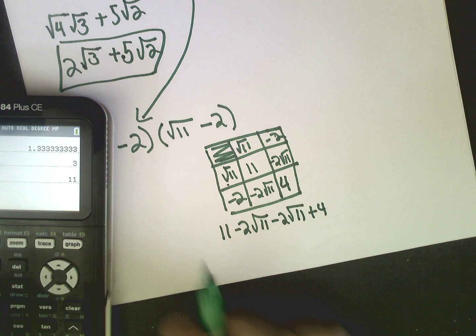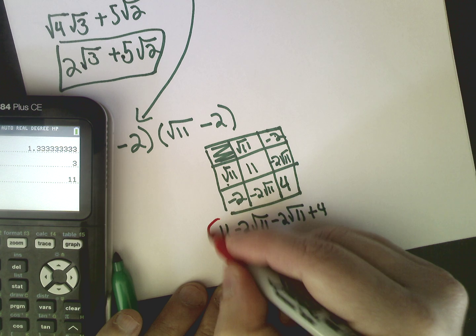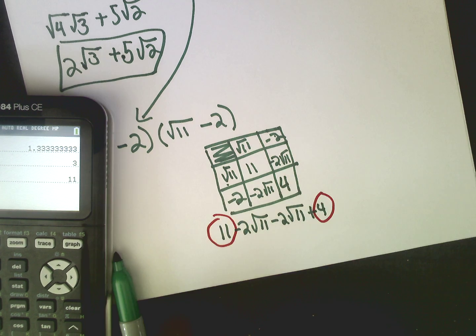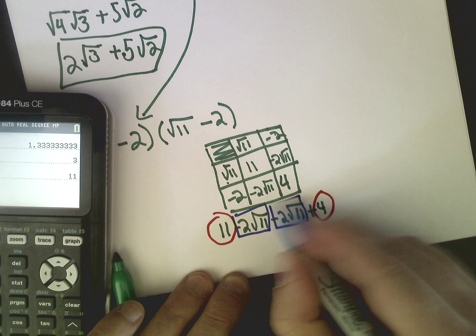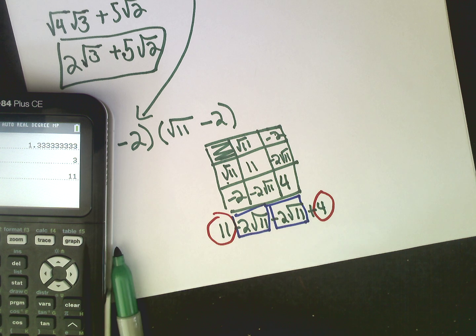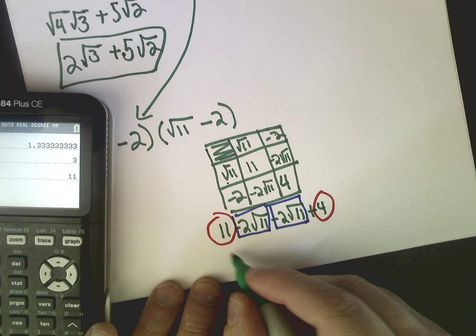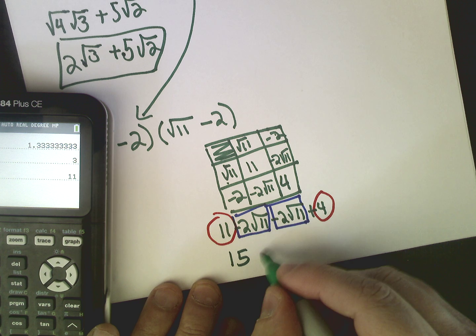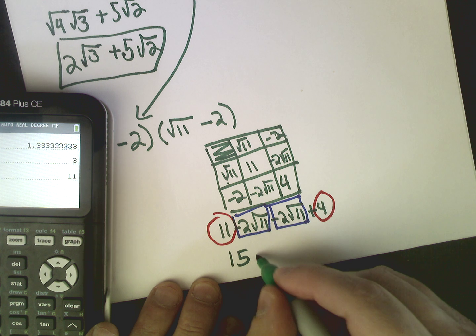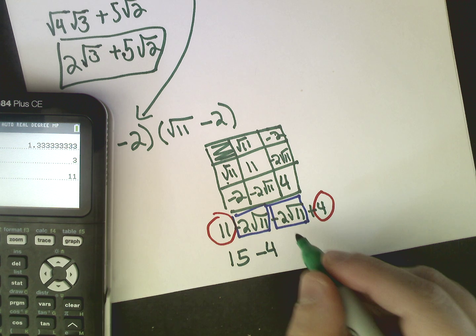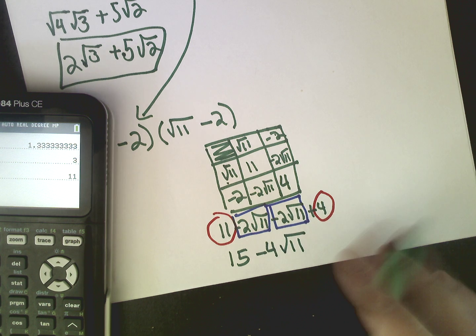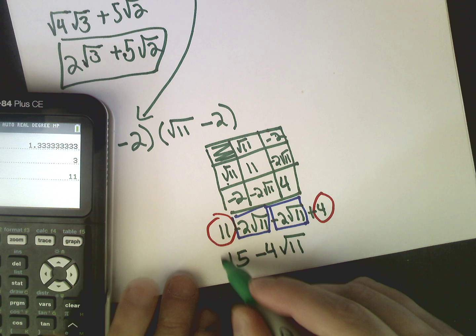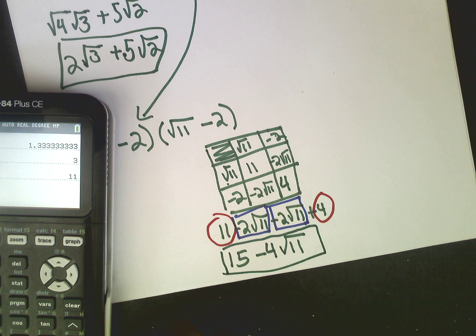Combine like terms. Well, I have like terms. I have my whole numbers, and I have my 2 radicals. 11 plus 4, that is just 15. Negative 2 plus negative 2, combining like radicals, gives me negative 4 square root of 11. Can I do anything else? No. That, my friends, is our final answer.